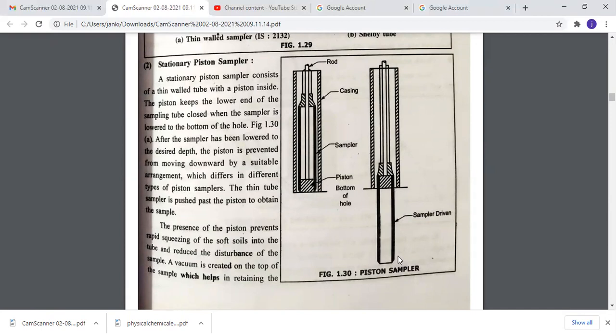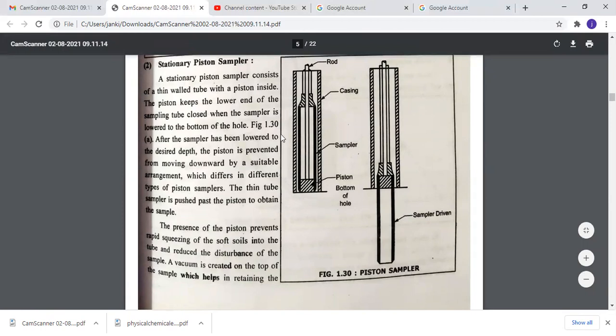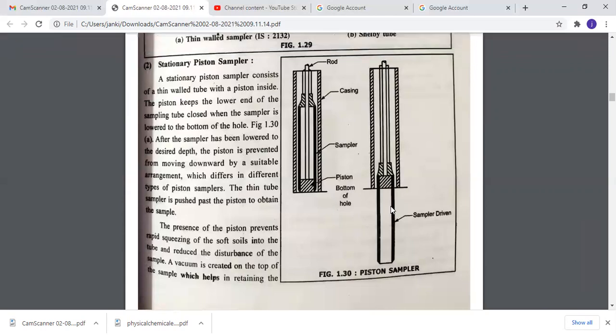After the sampler has been lowered to the desired depth, the piston is prevented from moving downwards by suitable arrangements. This is the piston. With different types of piston samplers, the thin tube sampler is pushed past the piston to obtain the sample, right?